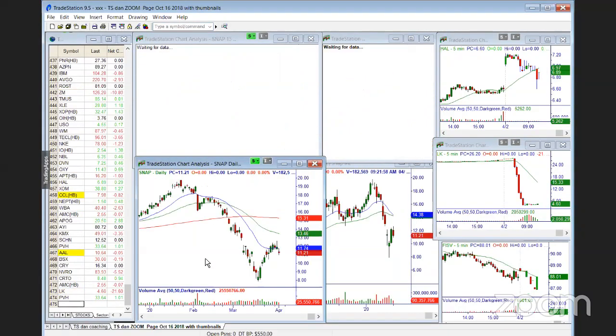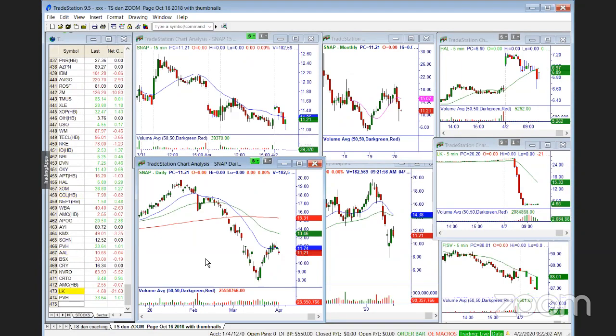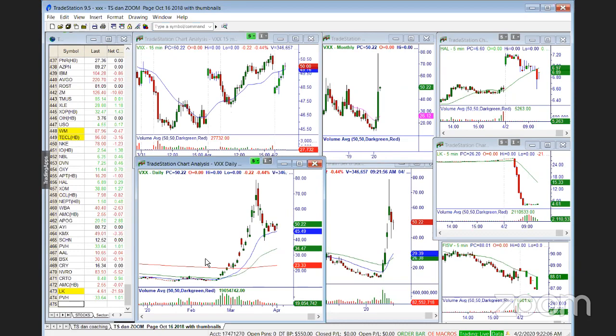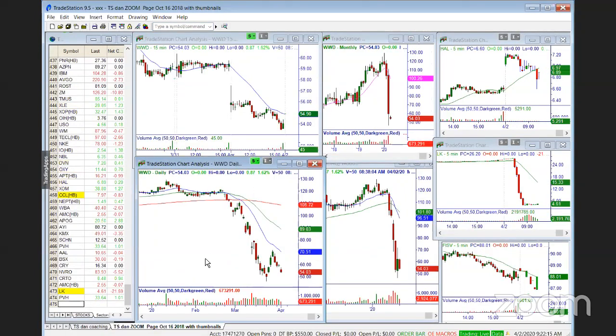All right, Snap, we are short. VXX actually is a bullish position. We're short with a stop over the week's high. On WWD, we're short. We still have 2/3 of the position. And that's it.